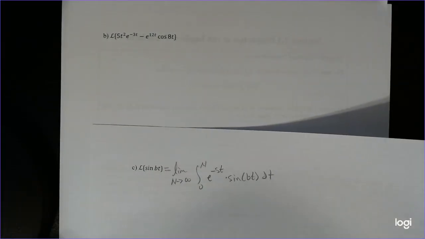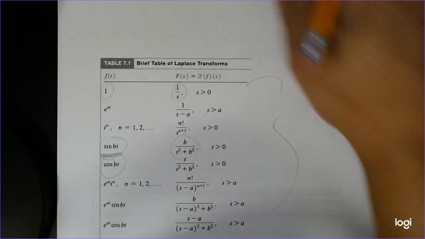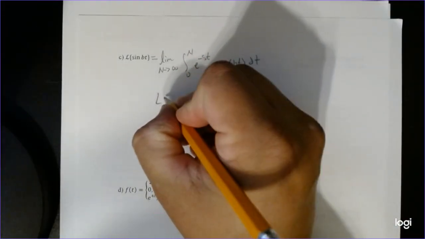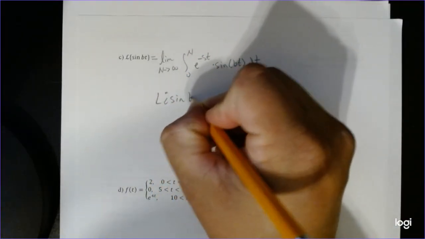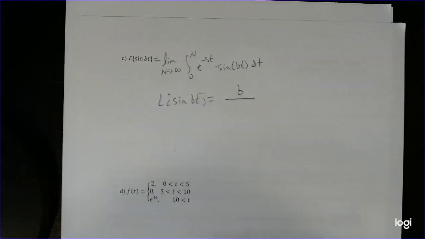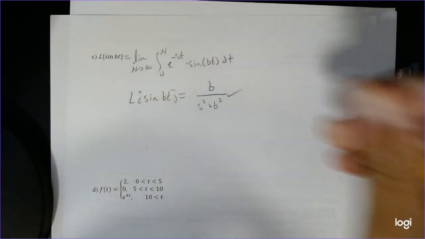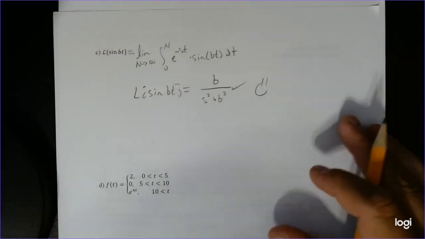So since we're dealing with finding Laplace of sine of bt, which is exactly that one, instead of doing the long way around, doing the good old limits and the integrals, we'll just use this. So the Laplace transformation of sine of bt will equal b over, is it s squared plus b squared? Yep, s squared plus b squared. So much easier than having to do all of that work. Okay.